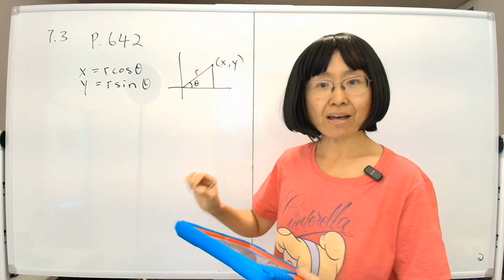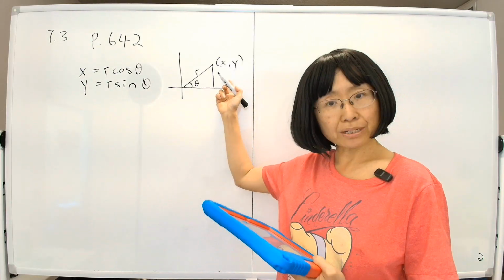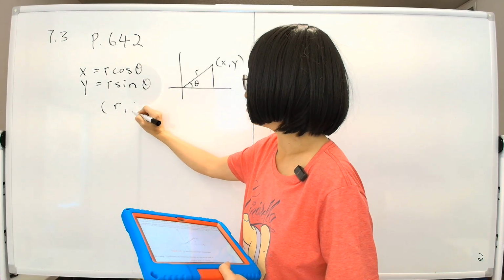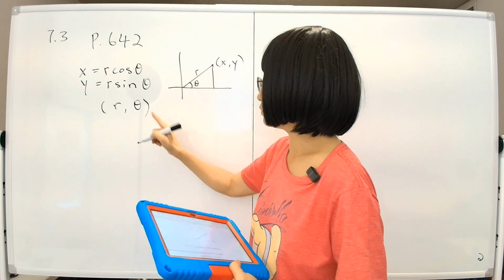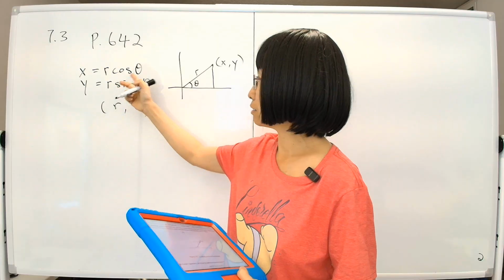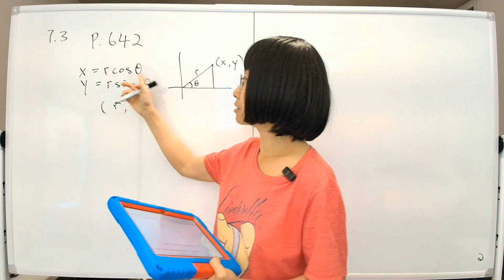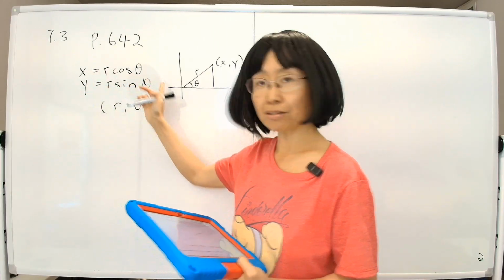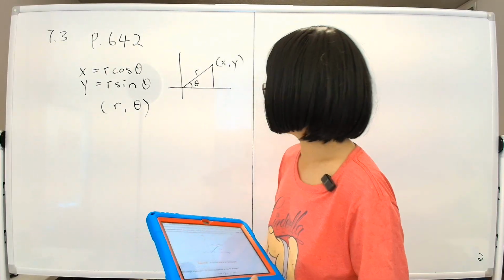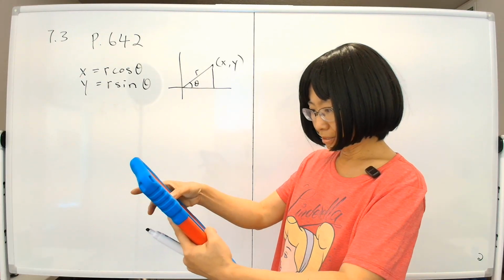Now, just based on that fact alone, we come up with something called the polar coordinates. Instead of representing a point as (x, y), we're going to represent the same point as (r, theta), where the relationship is defined this way. Let's stick with what the book says.